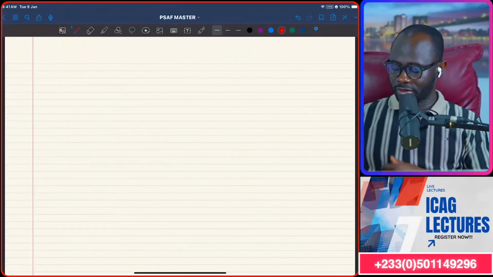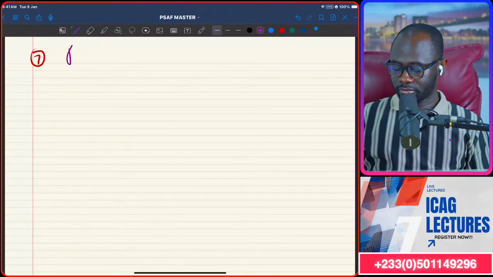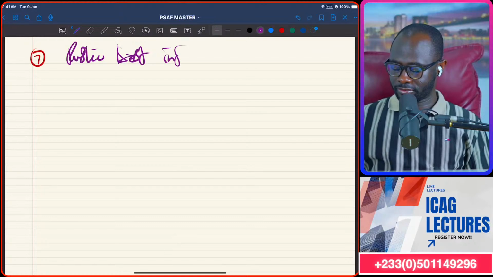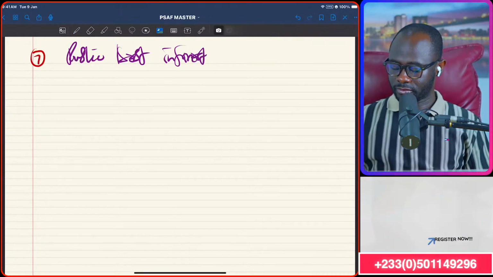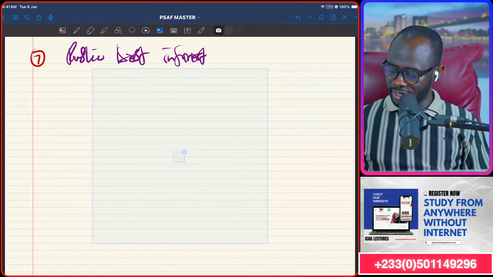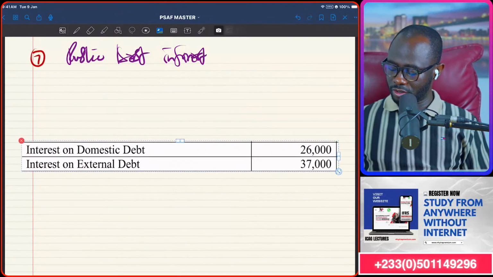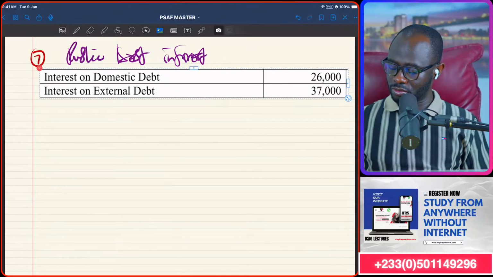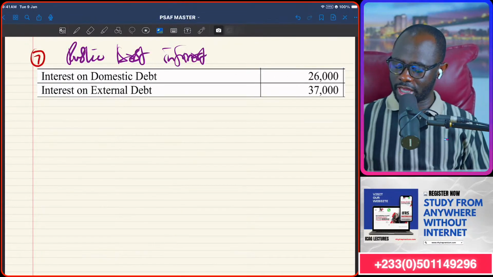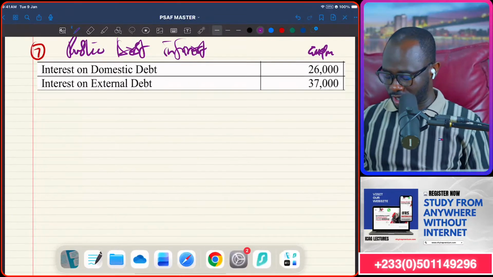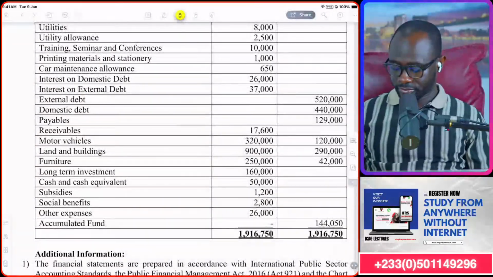So working 7, public debt interest. So we bring it up. There we go. We're going to be adding the two up, subject to any outstanding which may be in the notes, which we will get into later.